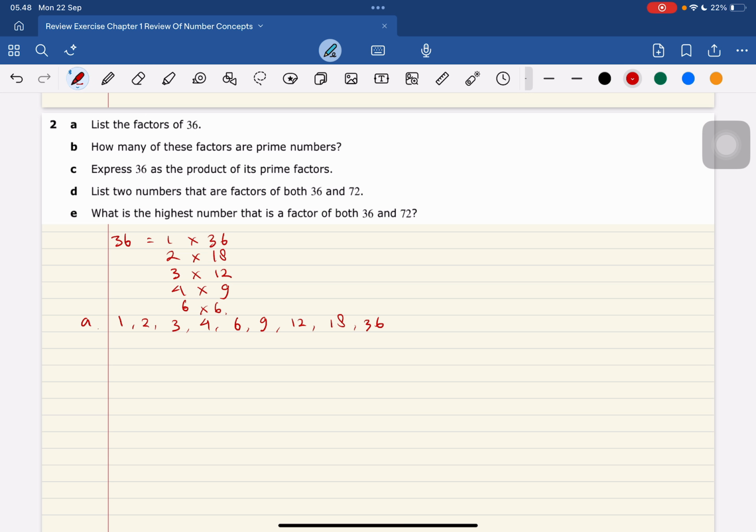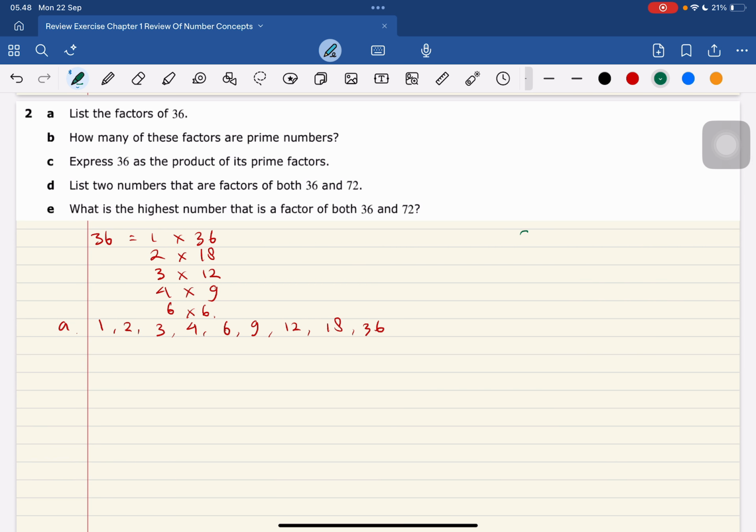Next, express 36 as a product of its prime factors. Okay, so let us use a factor tree. Divided by 2 is going to be 18. Divided by 2 is going to be 9. Divided by 3 is going to be 3. Okay, so this is the prime factorization for C. Sorry, I skipped one question. So C, 2 times 2 times 3 times 3.